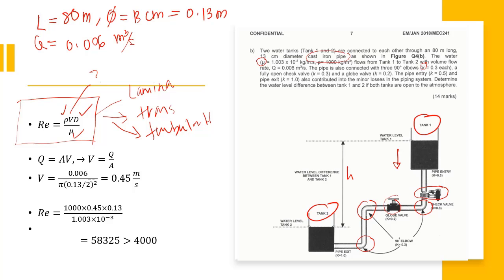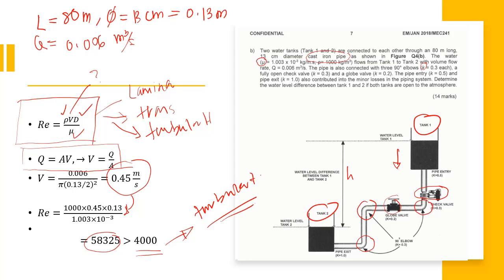How do we find the velocity in the pipe? We can find it using the continuity equation, Q equal to AV, so V equal to Q over A. If you substitute the values, we get 0.45 meter per second. Then substituting the velocity into the equation, we get a Reynolds number of 58,335, which is much larger than 4,000. That means the flow in this pipe is turbulent. This is how we determine the type of flow in the pipe.